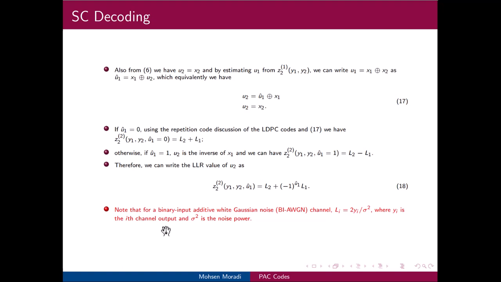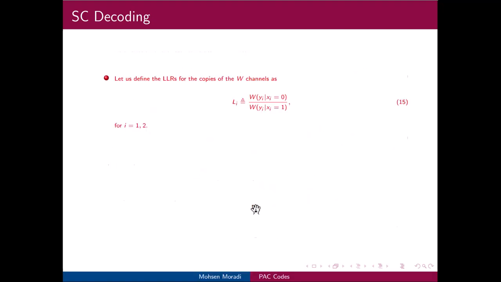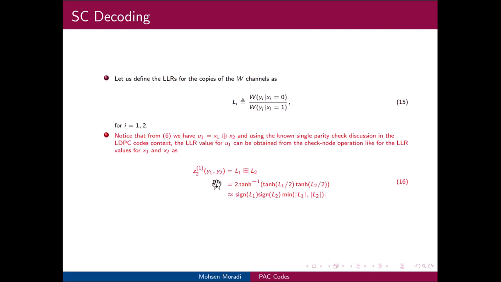Note that for a binary input additive white Gaussian noise channel, Li is 2yi over sigma squared, where yi is the independent channel output and sigma squared is the noise power. So in the case of the binary input AWGN channel, which is the main channel that we are studying in this lecture series, the Li's are like this, and sigma squared can be obtained from the SNR. And from this, we can obtain the LLR of the second bit. And from the check node operation, we can obtain the LLR of the first channel.